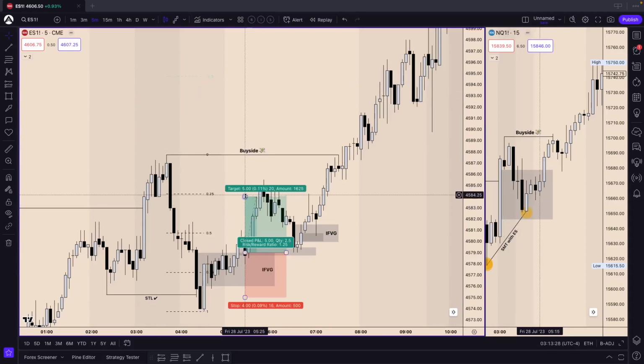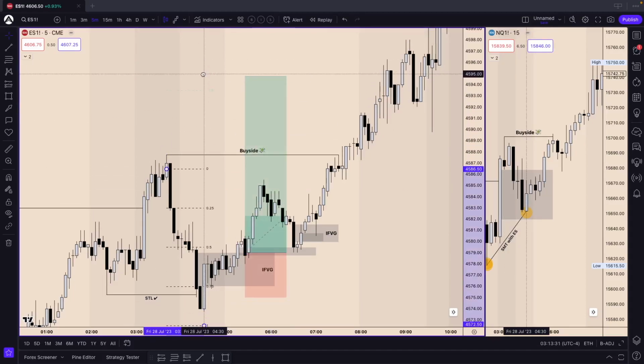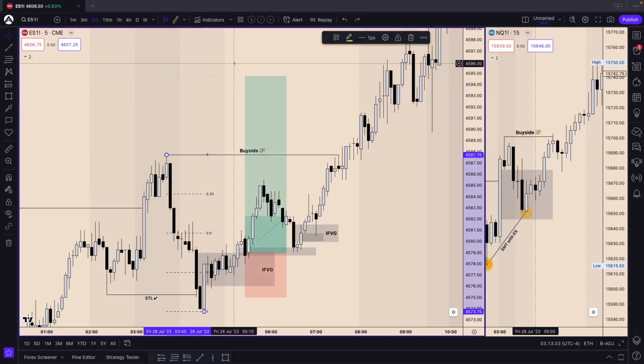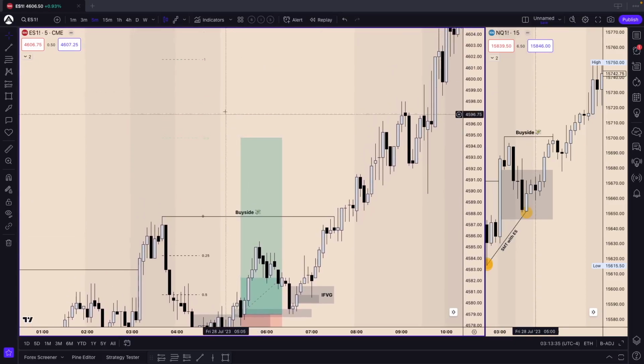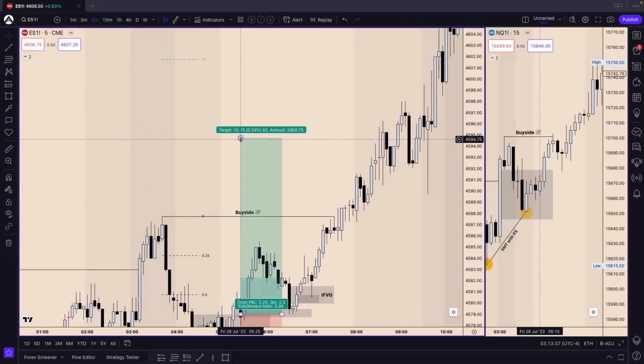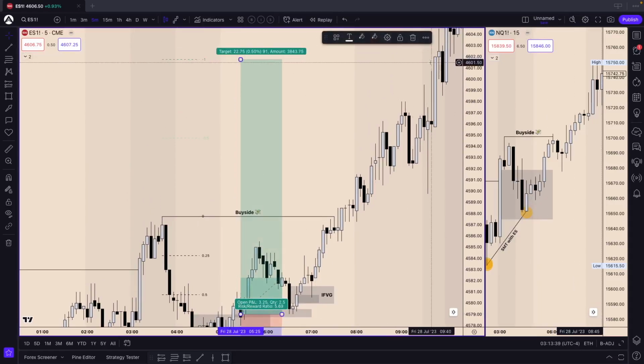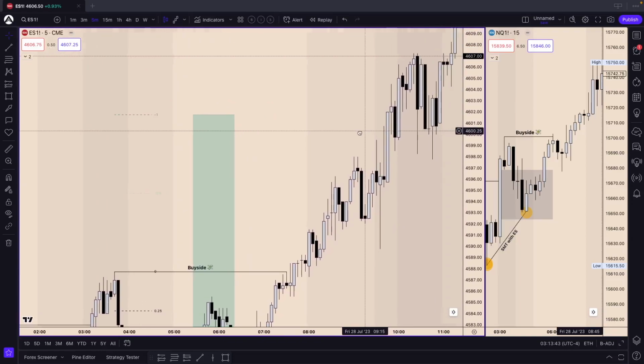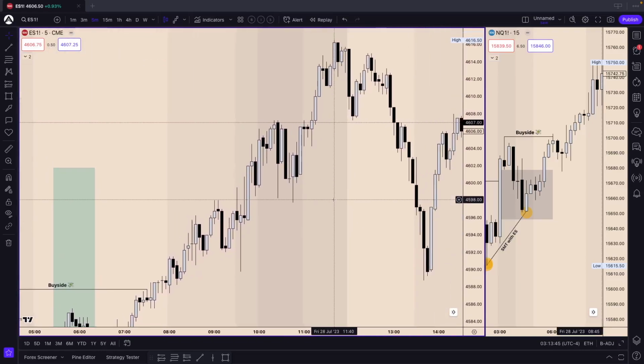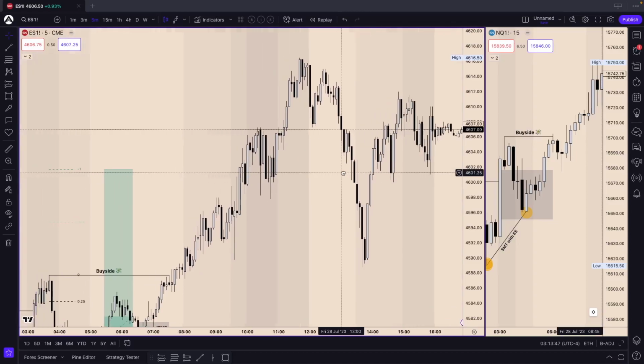Right here, pretty easy 15 handles. And where's our complete standard deviation? Right here. And we also managed to hit that. 22.75 handles, right at 4,600. And let's see where our high of the day was. This was on Friday, if you remember.